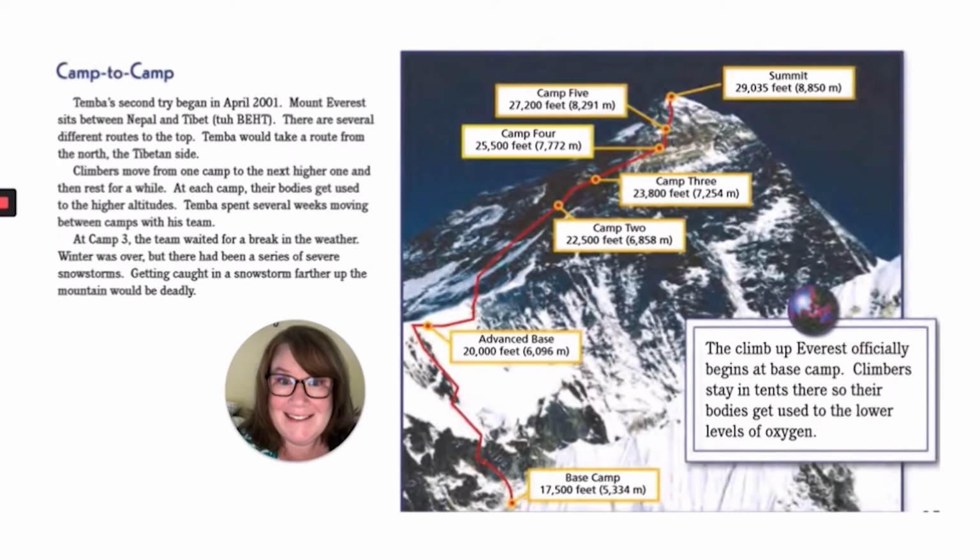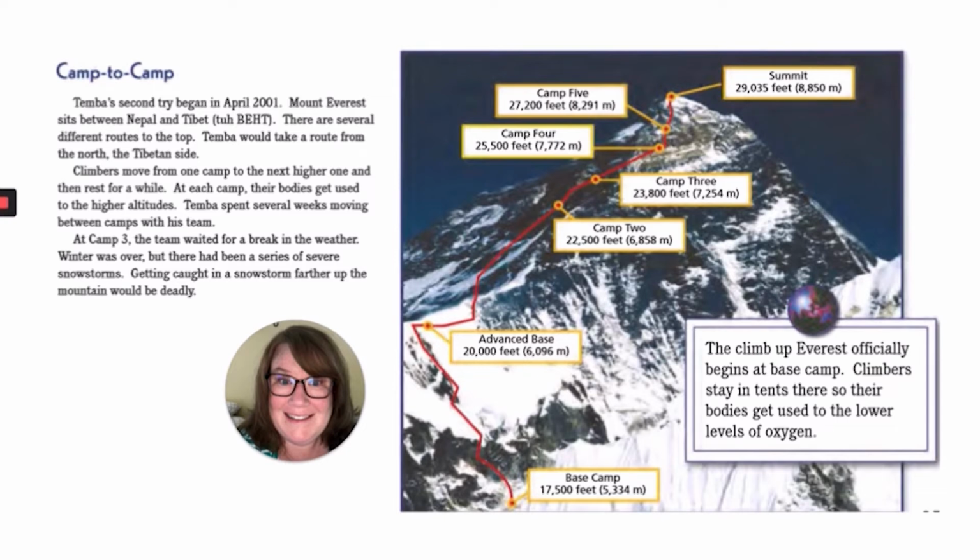Camp to camp. Tembas' second try began in April 2001. Mount Everest sits between Nepal and Tibet. There are several different routes to the top. Tembas would take a route from the north, the Tibetan side. Climbers move from one camp to the next higher one and then rest for a while. At each camp, their bodies get used to the higher altitudes. Tembas spent several weeks moving between camps with his team.